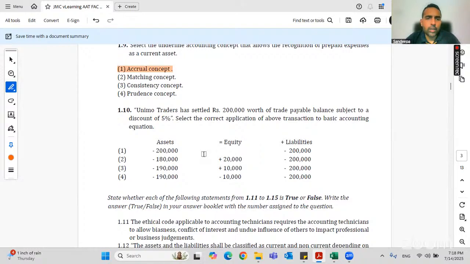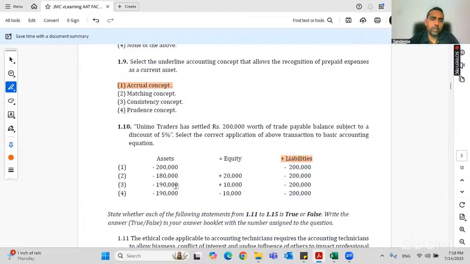Look at the 10th question. Unimo traders have settled 200,000 worth of trade payables subject to a discount of 5%. Select the correct application to the basic accounting equation. Now you are going to settle 200,000 of liabilities. Definitely your liabilities should come down by 200,000. But you're settling it subject to a discount of 5%. That means even though the liability value is 200,000, you are not going to settle everything in cash. Your settlement will be only 95% of it, so 190,000 cash will be settled. So then it should be either 3 or 4. And the discount you are receiving, which is 10,000, is a benefit. Therefore it's another income. So the correct answer would be number 3.